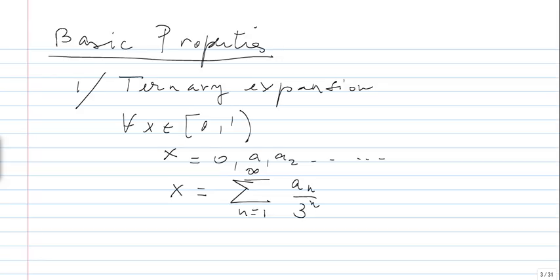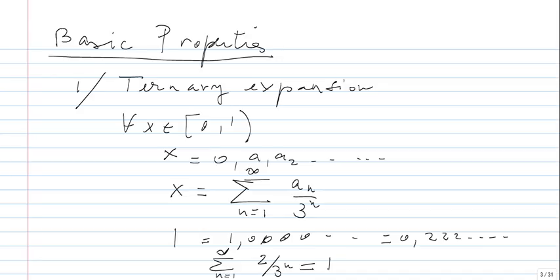And if you want to catch 1, 1 is equal to 1.0000, and it's also equal to 0.222, etc. And why? Because the sum of 2 over 3 to the n, from 1 to infinity, is equal to 1. So the problem with the uniqueness of this expansion, in general, is that sometimes the numbers can repeat themselves.